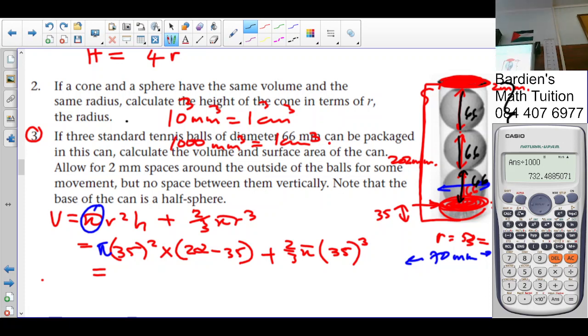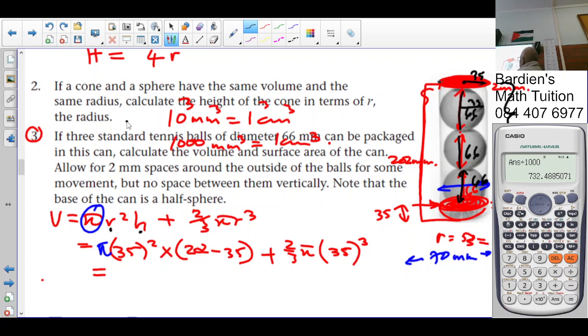So what we needed to find was the radius of the cylinder times the height of the cylinder. Okay? So the radius of the cylinder, the radius of the balls is going to be 33, plus a 2 centimeters allowance there, it's going to give you 35. Okay? So it's going to be pi times 35 squared times the height of the cylinder. So the height of the cylinder, we said it's going to be 202.